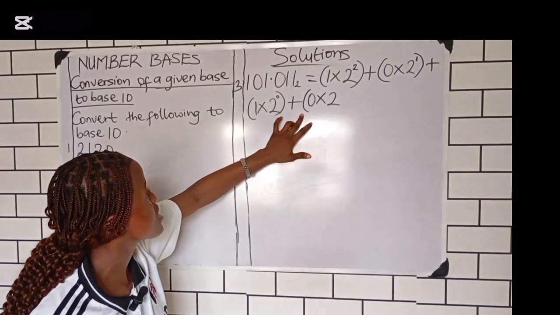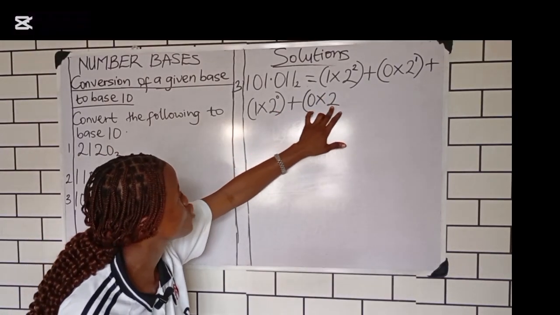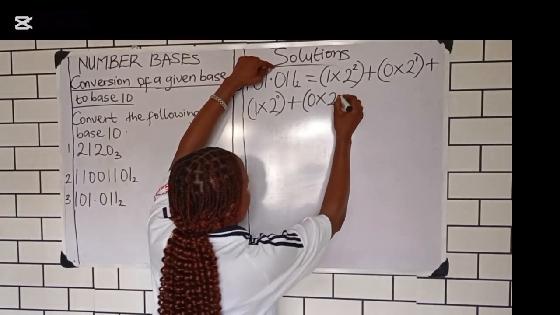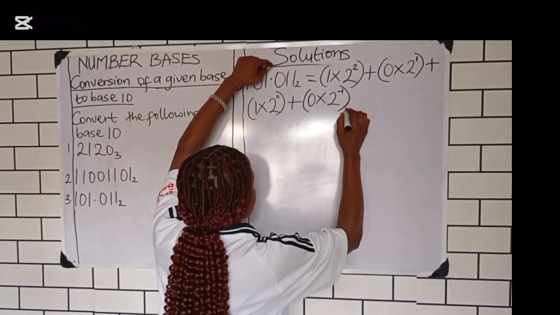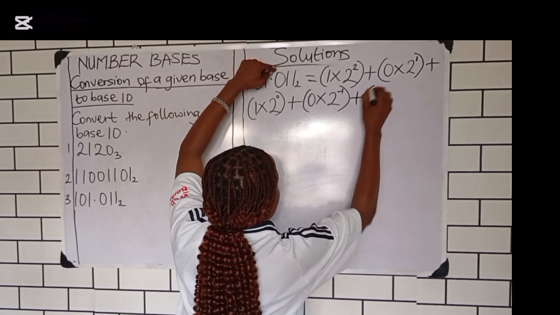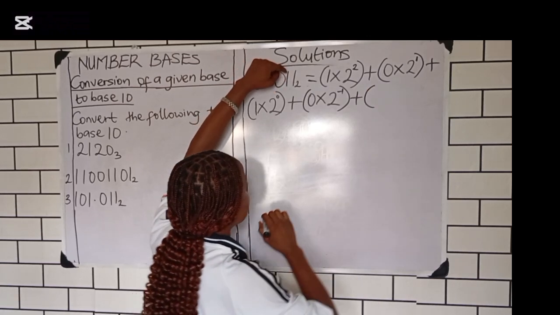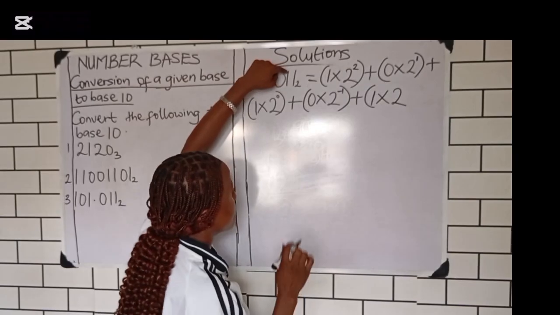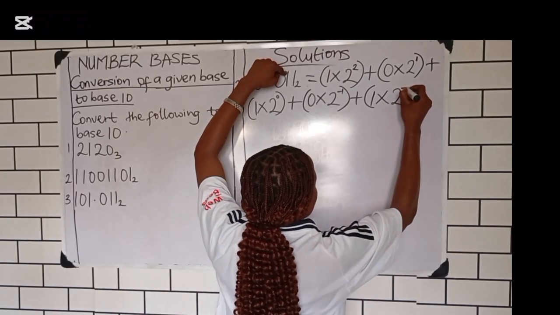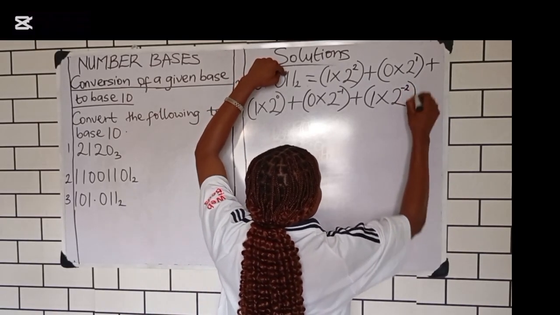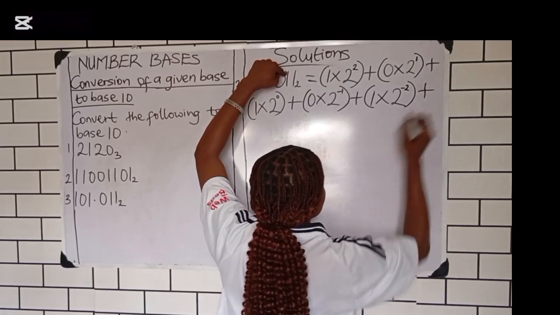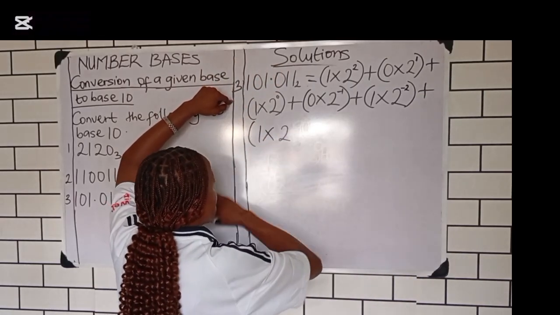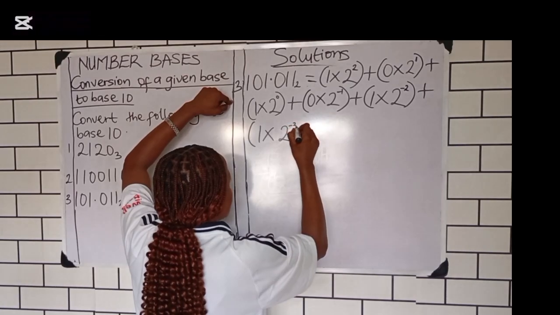Therefore, this first one here, you have 0 times 2 raised to power minus 1. The second one plus, open bracket, the second number here is 1, 1 times 2 raised to power minus 2. Close bracket plus, open bracket 1 times 2 raised to power minus 3.